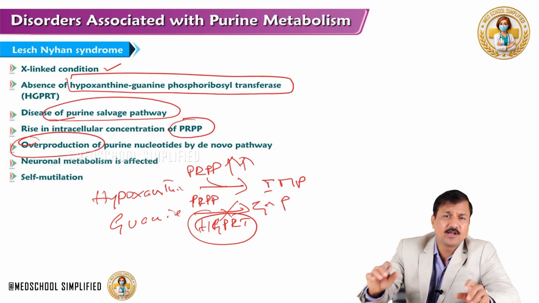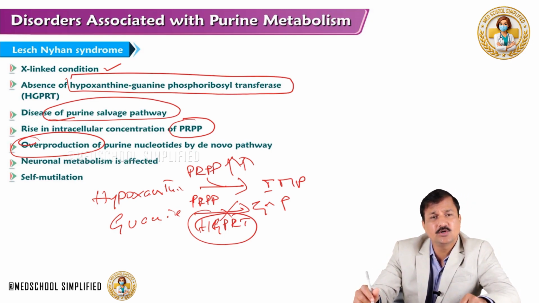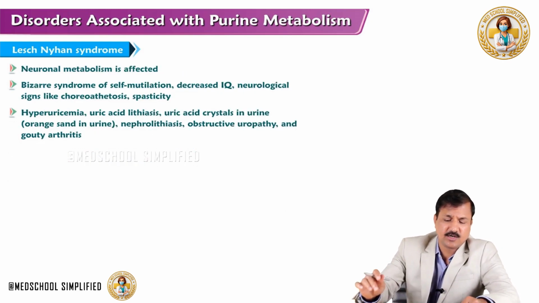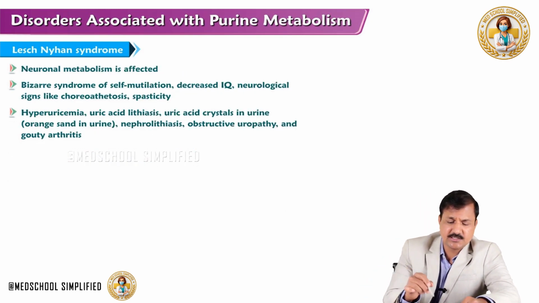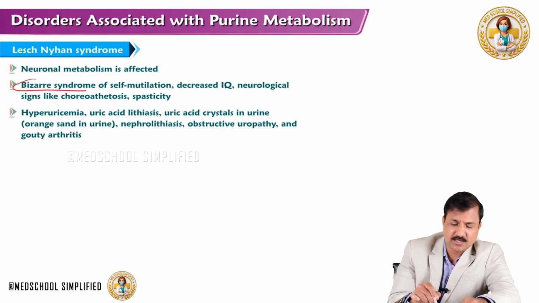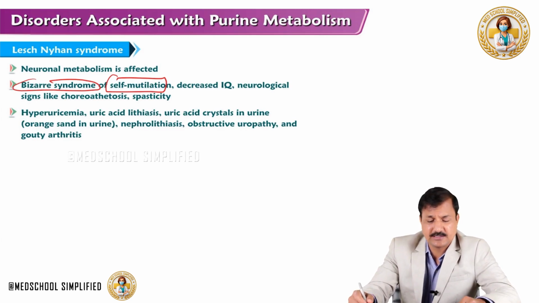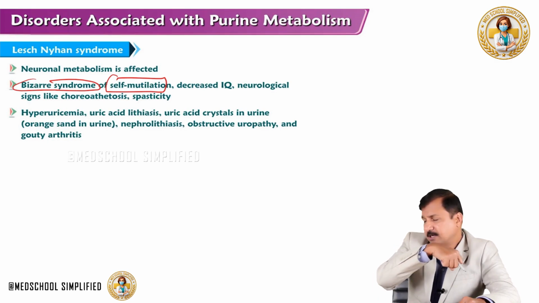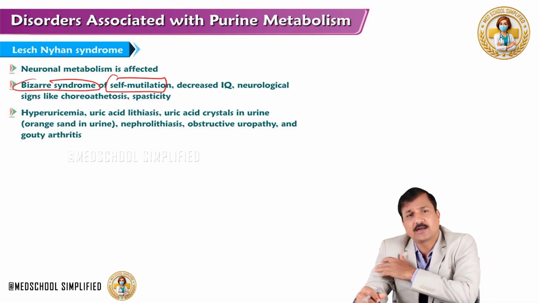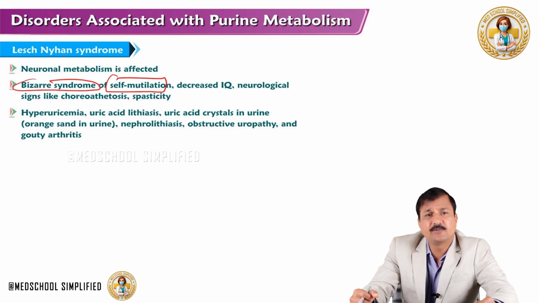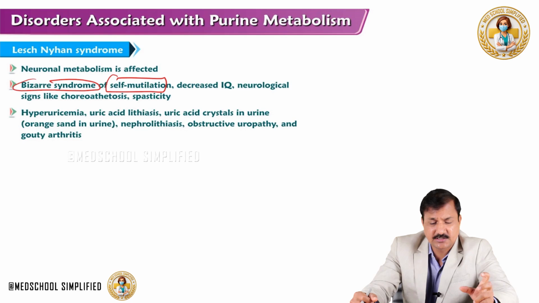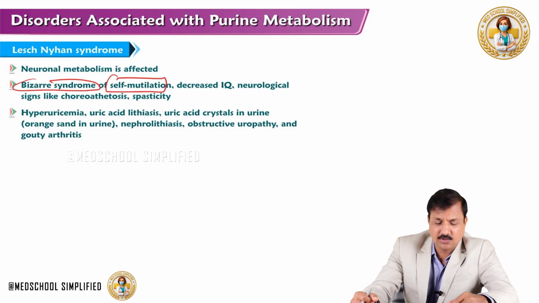So that will alter neuronal metabolism, giving rise to neurological issues. So what are the neurological issues we are going to see here? Changes in the neuronal metabolism will lead to a bizarre syndrome of self-mutilation. Patients will show self-mutilation, basically harming their own body parts, like biting the fingers, the lips, their arms. They usually will be tied to a chair so that they don't cause self-mutilation. Self-mutilation is the bizarre sign that is seen in Lesch-Nyhan syndrome patients.